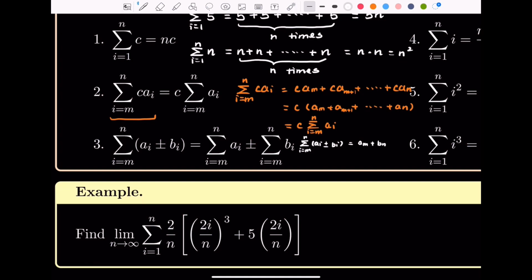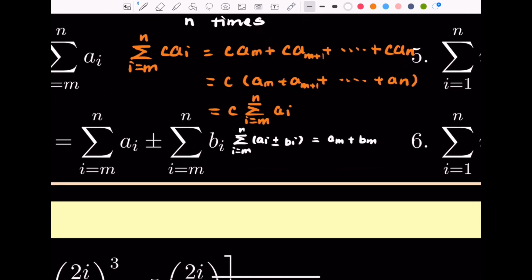That's the first term, and then plus, see, I really need more space, plus am plus 1 plus bm plus 1, and all the way to an plus bn. That's the left hand side if I expand it, but notice that I can rearrange it. I can add the a's together first and then add the b's together next.